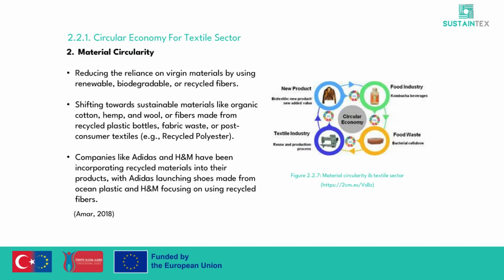Another key aspect of circular economy in textile sector is material circularity, meaning reducing the reliance on virgin materials by using renewable, biodegradable, or recycled fibers and shifting towards sustainable materials like organic cotton, hemp, and wool, or fibers made from recycled plastic bottles, fabric waste, or post-consumer textiles. Companies like Adidas and H&M have been incorporating recycled materials into their products, with Adidas launching shoes made from ocean plastic and H&M focusing on using recycled fibers.